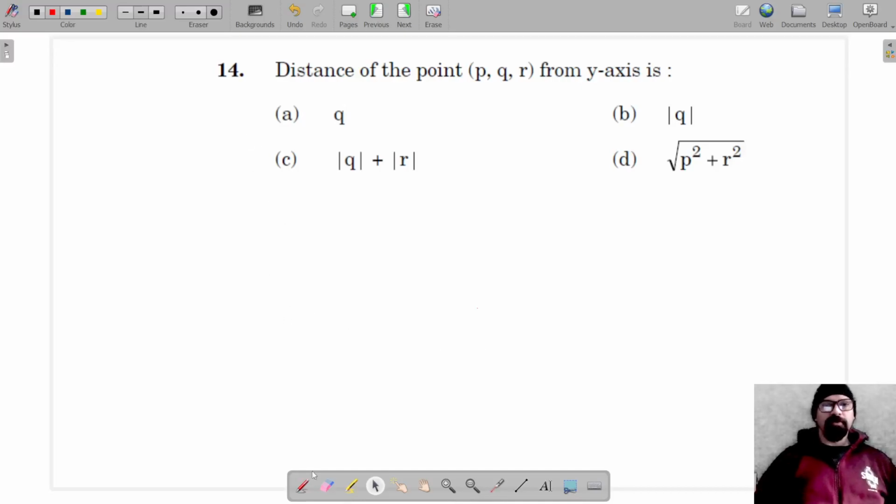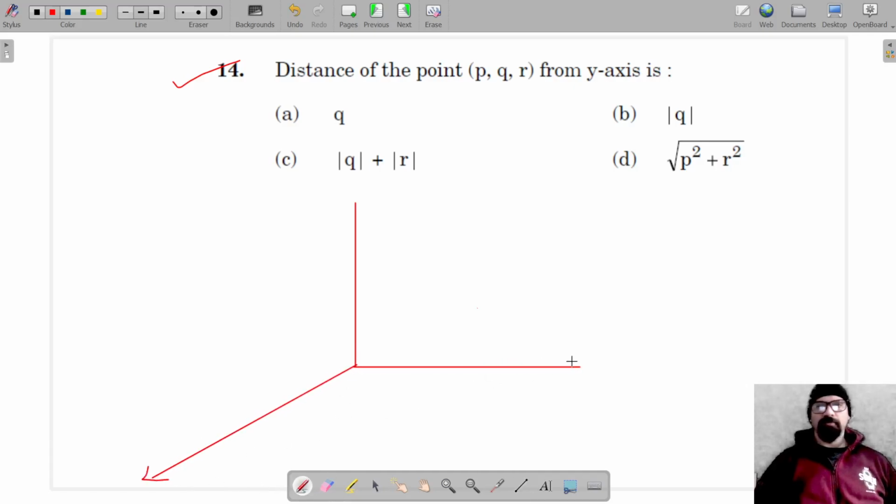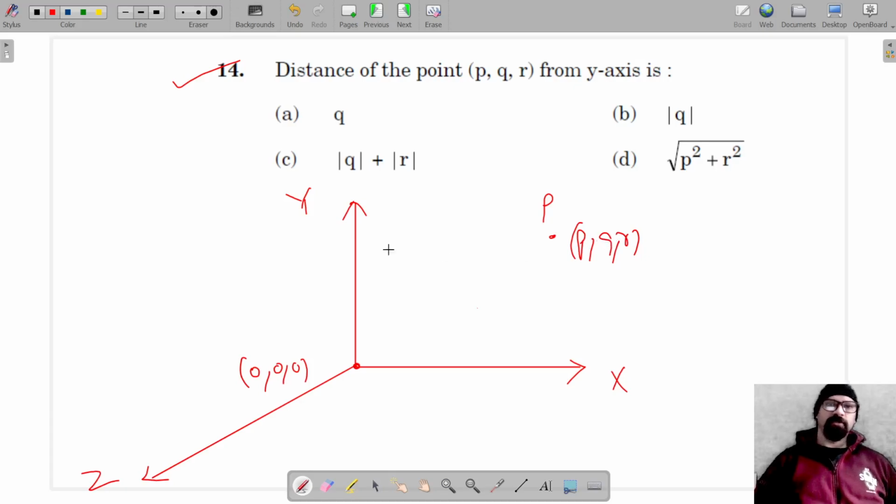For question number 14, we have to find the distance of the point PQR from the y-axis. So let's say these are the three coordinate axes x, y, and z, and let there be a point PQR in the space. This is the y-axis, this is x, and this is z. This is the origin with the coordinates 0, 0, 0, and this is the point P with coordinates PQR.